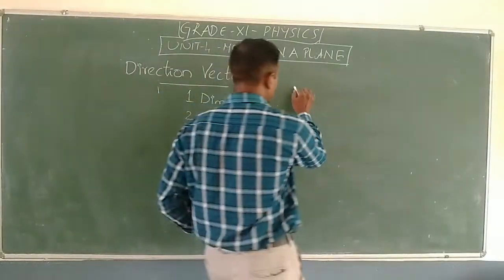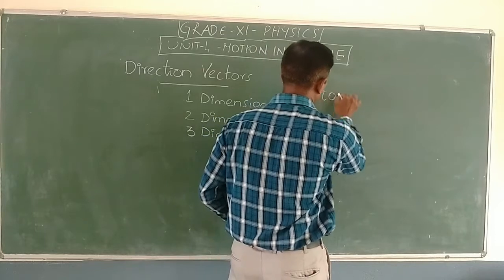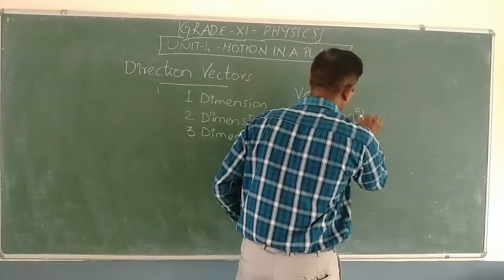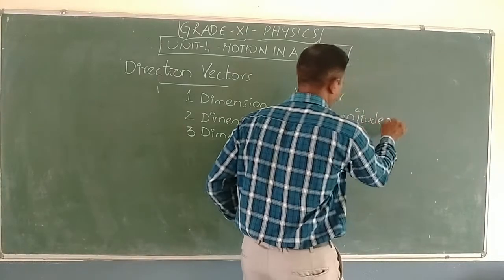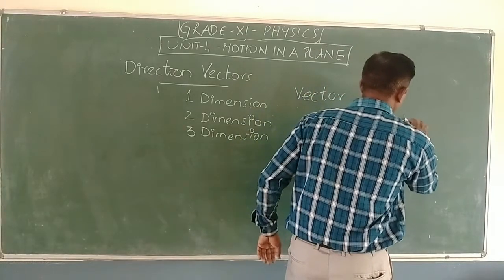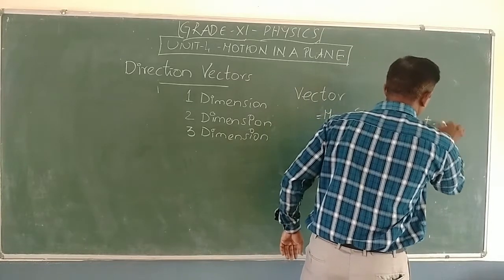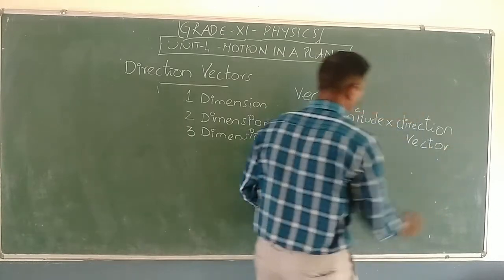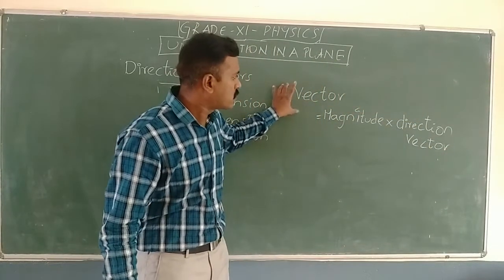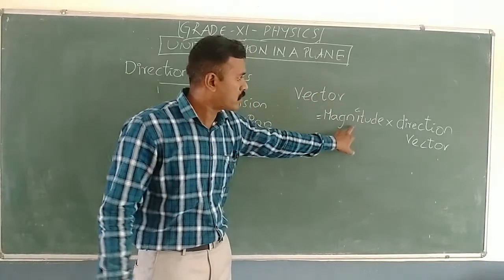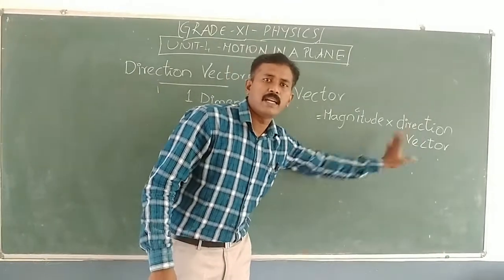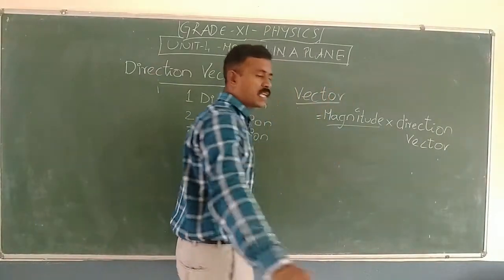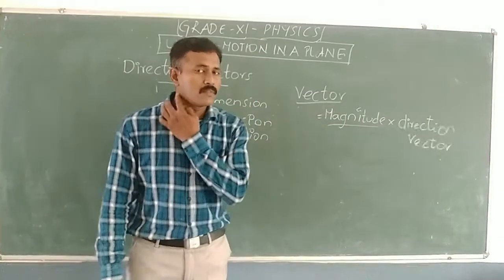So a vector is magnitude multiplied by direction vector. So what is a vector? A vector is the magnitude of that vector multiplied by the direction vector. It may be of any physical quantity.